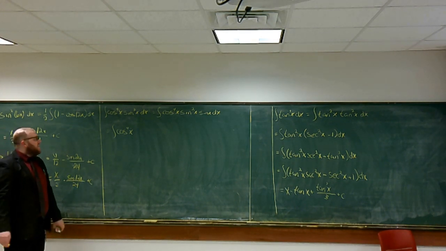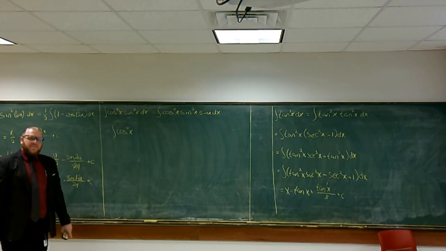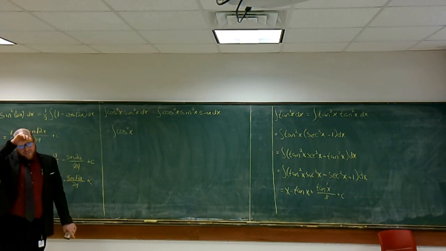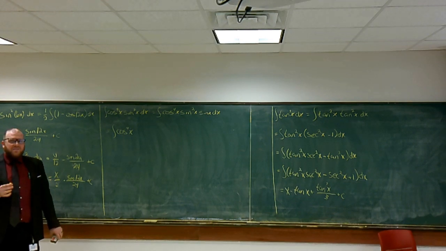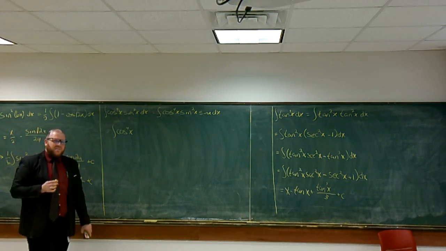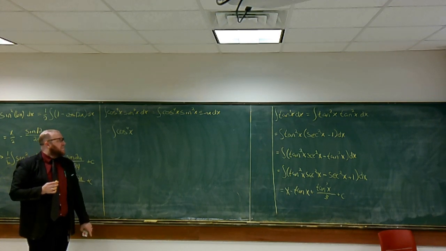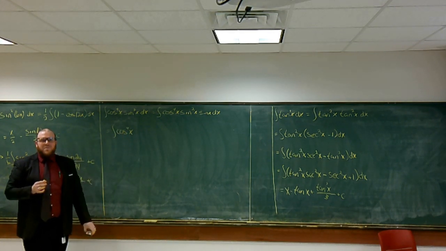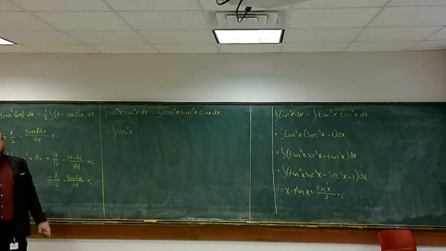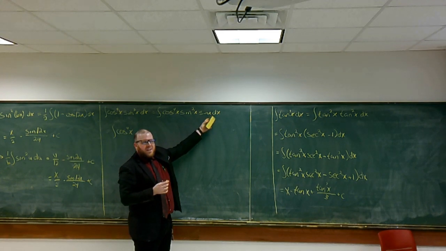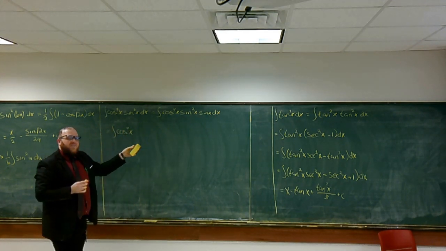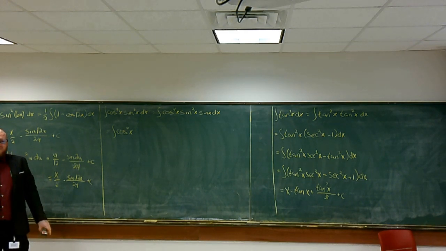U sub. What would your U be? Sine. What's the derivative of sine? Minus cosine. Just a regular cosine. We have cosine to the fourth. So we have a single sine. Which function has sine as its derivative? Cosine, right? So you're going to want your U sub to be cosine.